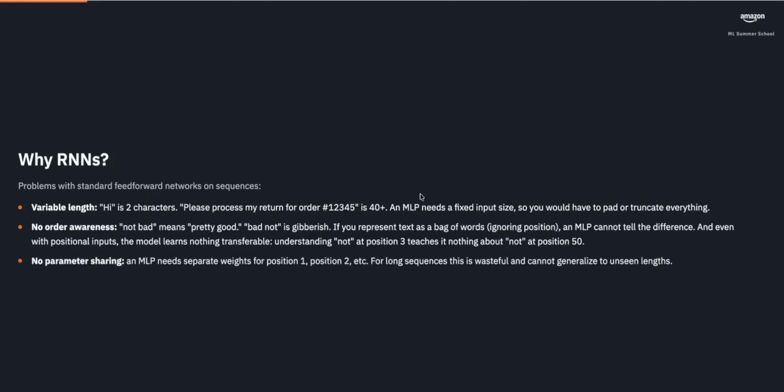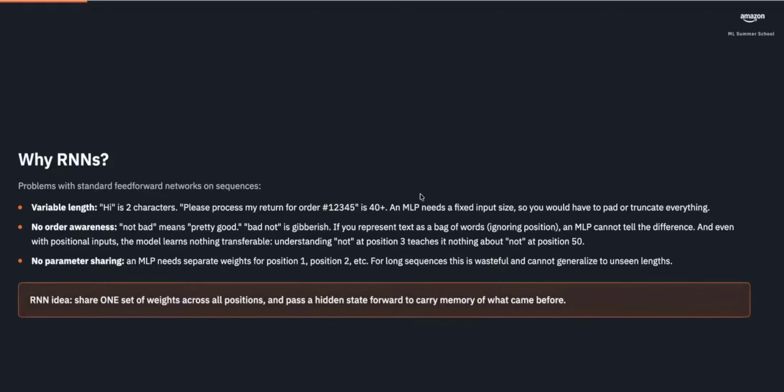And the third and last problem is that there is no parameter sharing. An MLP needs separate weights for position 1, position 2, position 3, and so on. So for long sequences, this is wasteful and cannot generalize to unseen lengths. So the idea for an RNN is that if we can have some weights that can look at the entire sequence and can be applied at every position, then it will solve all the above mentioned problems. But the main question is, how can one network look at the entire sequence and be applied at every position?